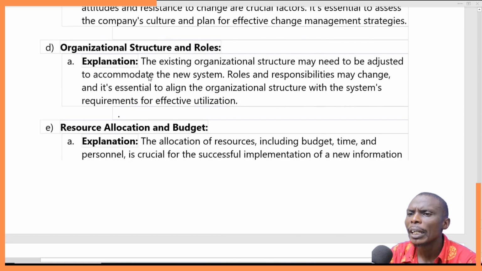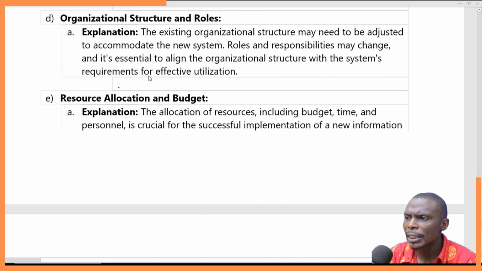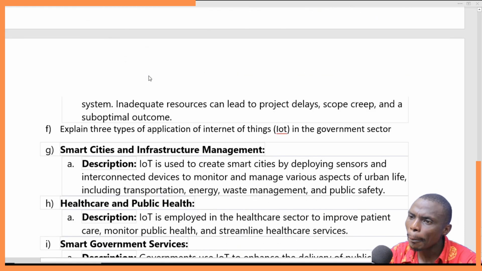Then we have what we call resource allocation and budget. So the allocation of resources, including time, budget, and personnel, is very crucial for the successful implementation of this new system, because this new system will come with a cost.